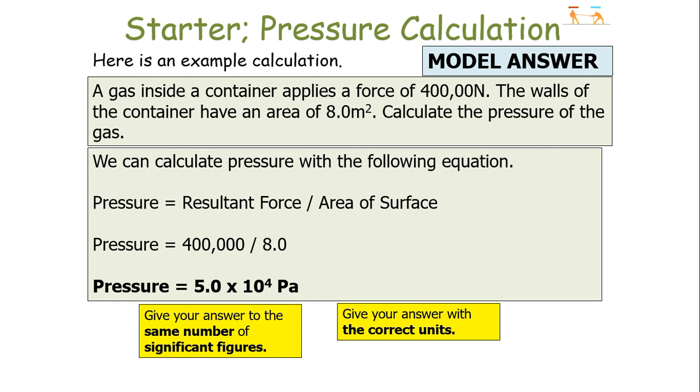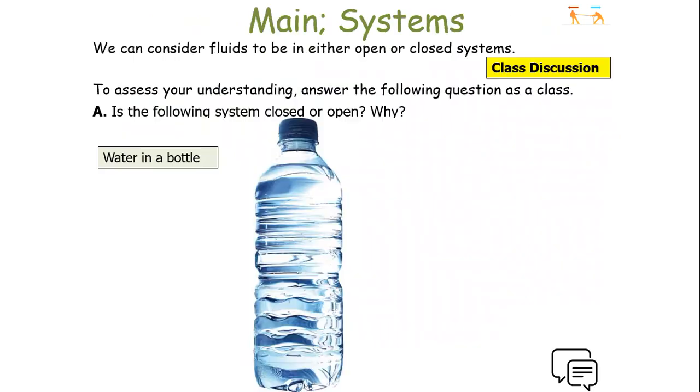Calculate the pressure of the gas. Now we can calculate the pressure with the following equation: pressure equals resultant force over area of the surface, so it's 400,000 divided by 8, which is 4.0 times 10 to the 4 pascals. Please note that we give our answer in the correct units and to the correct number of significant figures.